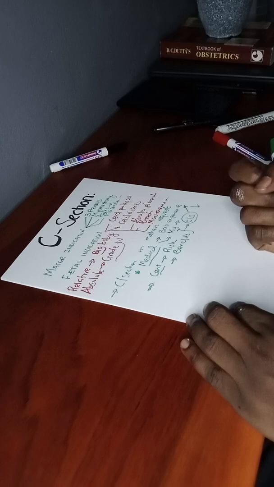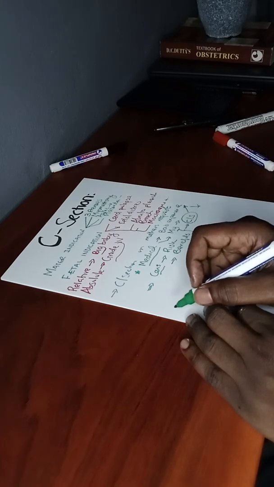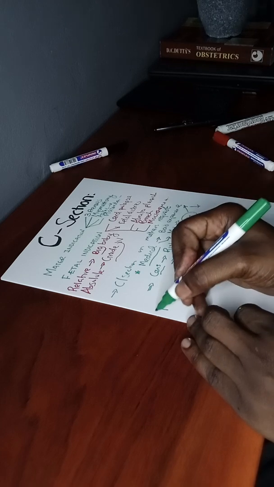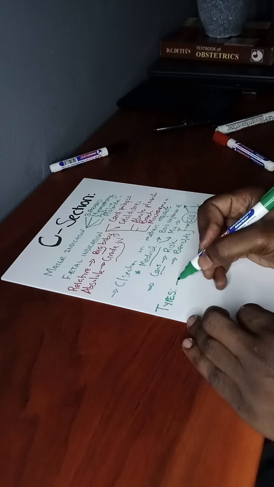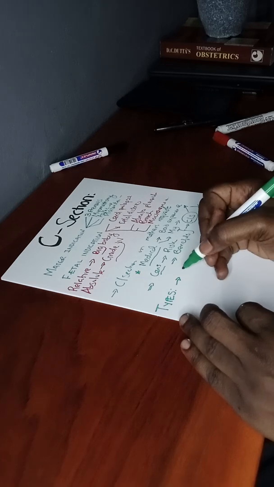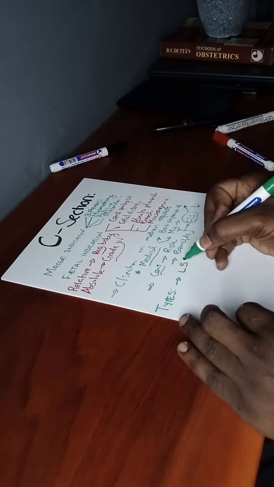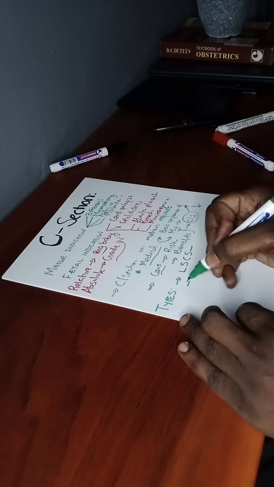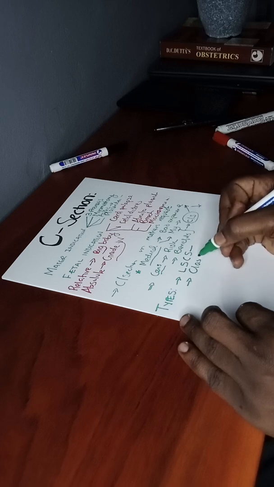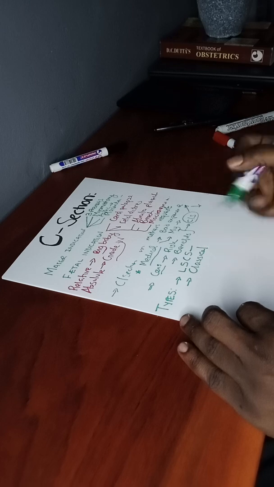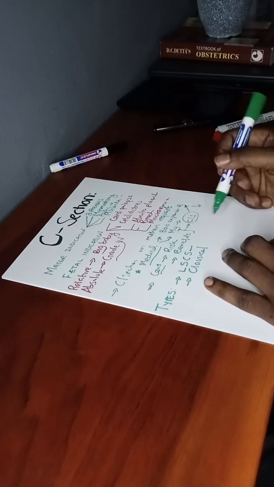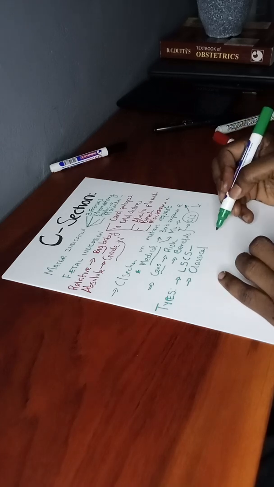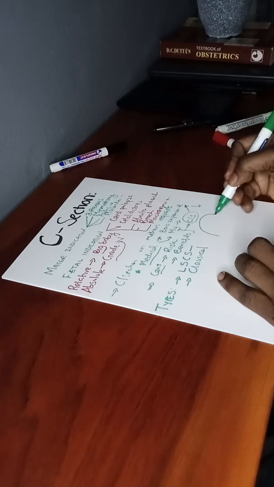So the next thing is the types of cesarean sections that we have. What are the types of cesarean sections? The way cesarean sections are classified. So you can have what is called a lower segment cesarean section, or you can have what is called a classical cesarean section. So a classical cesarean section is a cesarean section that is done in the upper segment of the uterus. So there's a uterus here.